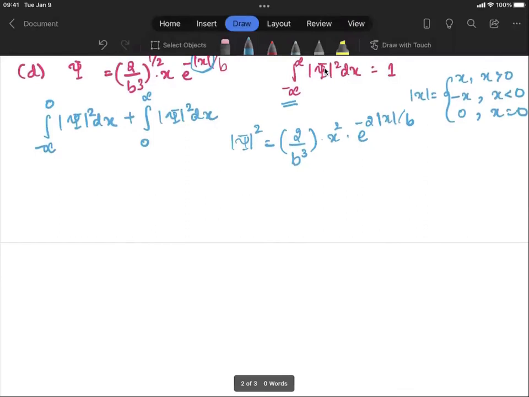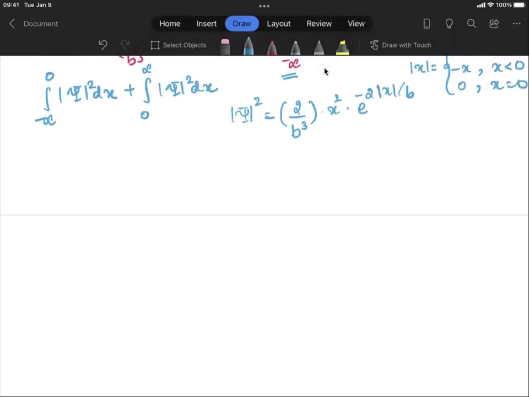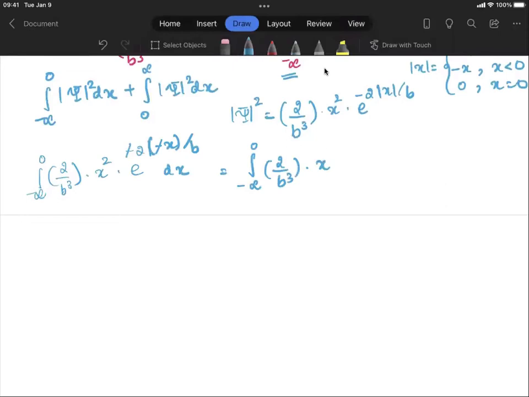Now, when we compute the integral from negative infinity to 0, it's going to be squared times e to the power negative 2 times the modulus of x, which, when x takes negative values, is minus x. Negative becomes positive. So this integral is basically going to be 2 over b cubed times x squared times e to the power 2x over b dx.